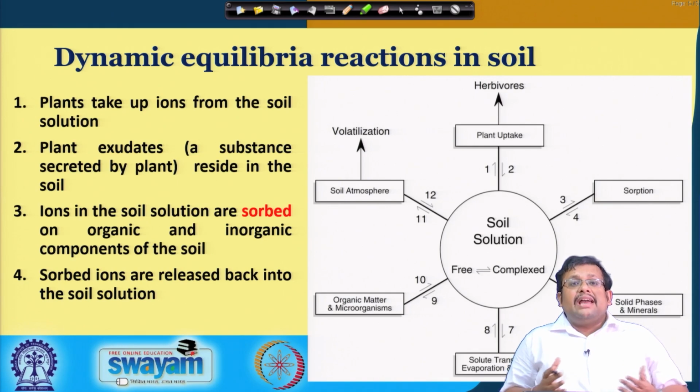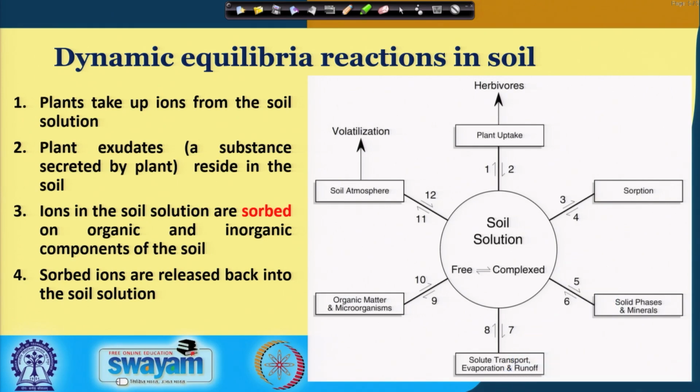Now, what is the dynamics of equilibria reactions in the soil? It will be very clear if you see this diagram, and one thing is clear about the soil solution we have already discussed. It is basically the free ions as well as the complexed ions, and these free ions and complexed ions can move in different pools, and these are mentioned here.